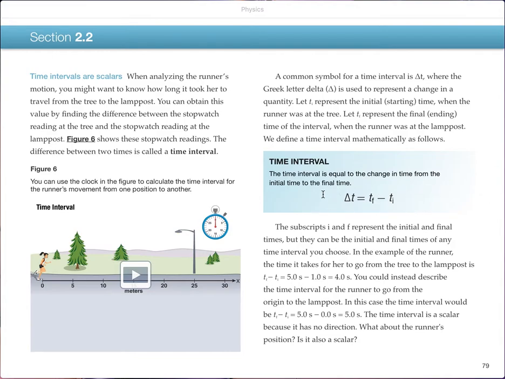Here we have a simple definition of a time interval. That's just the period of time on which something happens. It's simple enough. You've seen the delta sign before. It just means the difference between two times.